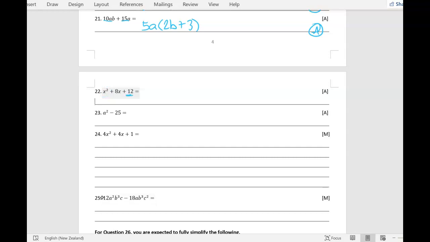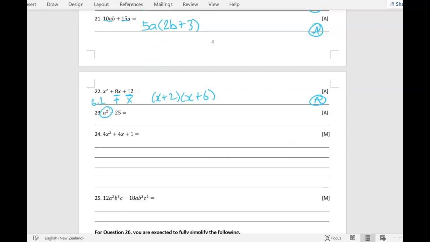What numbers multiply to 12, add to 6? So they multiply to 12, add to 6. I'm thinking 6 and 2. So that means it's going to be x plus 2, x plus 6. And you got yourself an achieved mark if you did get that one as well.